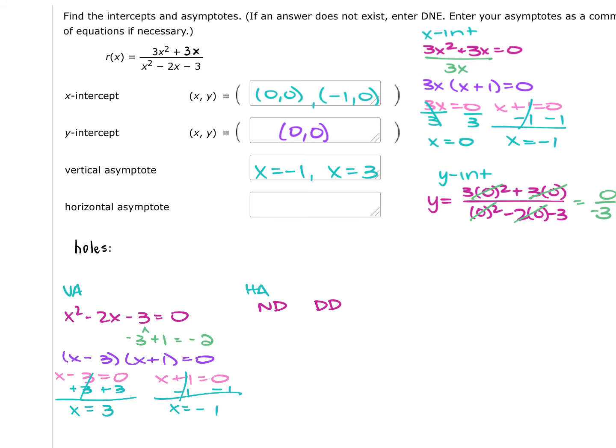For your horizontal asymptote, you're going to compare the numerator's degree with the denominator's degree. The degree from the numerator is 2. The degree from the denominator is 2. These two 2's are equal to one another. So we're going to take the numerator's leading coefficient, put it over the denominator's leading coefficient, which gives us 3 over 1, which simplifies to just be 3. So that's y is equal to 3.